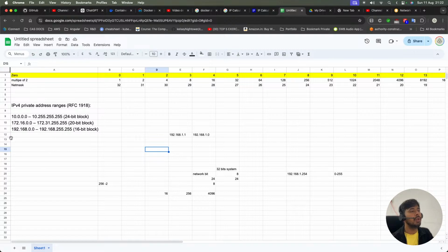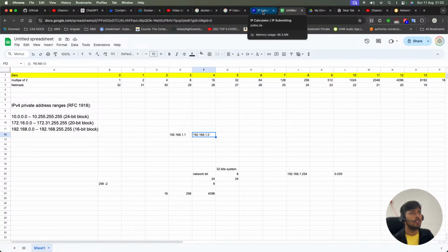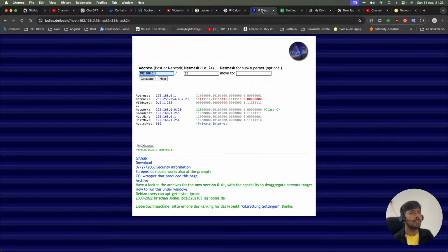How can we differentiate between the host IP address and the network IP address? So that's why for every range which you encounter, every IP range should have one network address and one broadcast address. It will be much clearer to you. Let me just go to the IP calculator and there you will see.